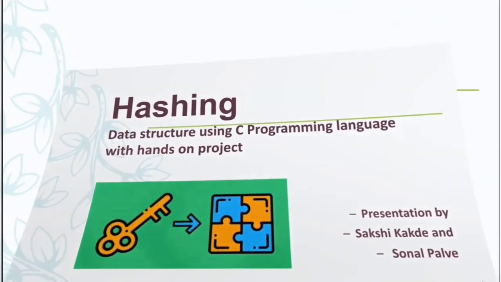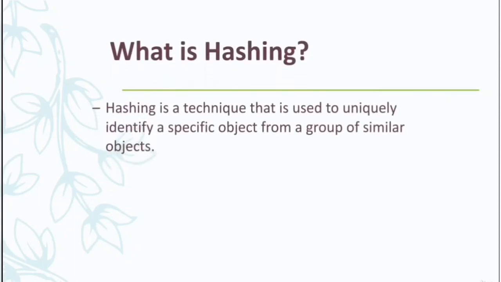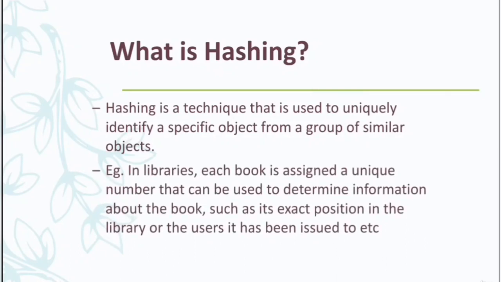So let's move towards the point: what exactly is hashing? Basically, hashing is a technique that is used to uniquely identify a specific object from a group of similar objects. For example, in libraries, each book is assigned a unique number that can be used to determine information about the book, such as its exact position in the library or the users it has been issued to, etc.